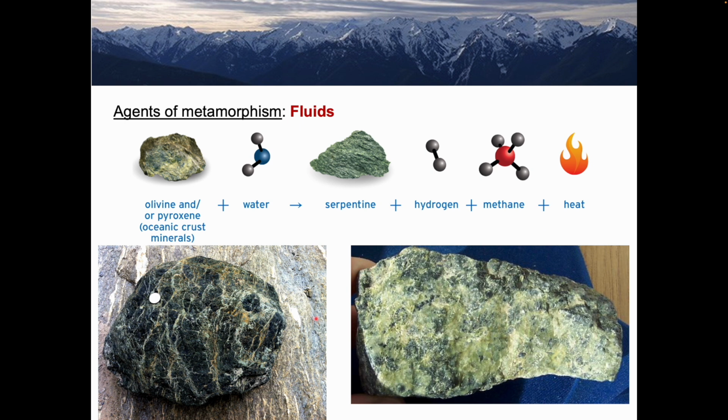Down below are two versions of serpentine. On the lower left we have serpentinite, which is a higher pressure version of basalt that has been subjected to hydrothermal alteration. And on the right we have just a big chunk of serpentine. It's got this kind of waxy green appearance.